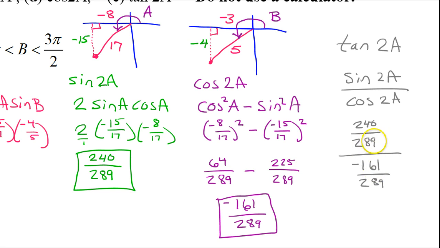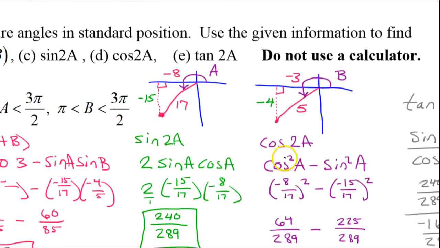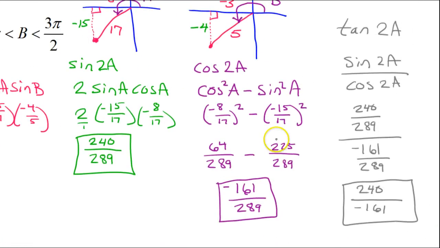Now these denominators are going to end up canceling each other out, so that's just going to give me 240 over the negative 161. Alright, so that is much quicker than using the tangent formula. Just take a little shortcut there. Alright, and I think that is it. That's the last thing I had to find.